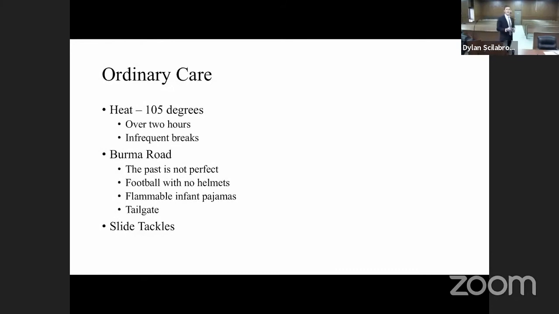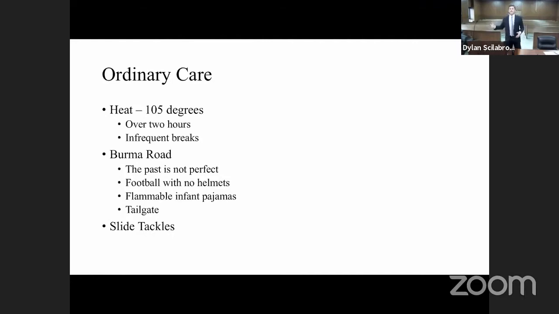Let's talk about why the defendant failed to exercise ordinary care. You see on the screen, it was 105 degrees that day. But it wasn't just a coincidence that it was 105 degrees and they just happened to be practicing. The defendant chose to practice at the hottest point in that day, chose to practice in 105 degree heat. Why? To toughen her girls up.